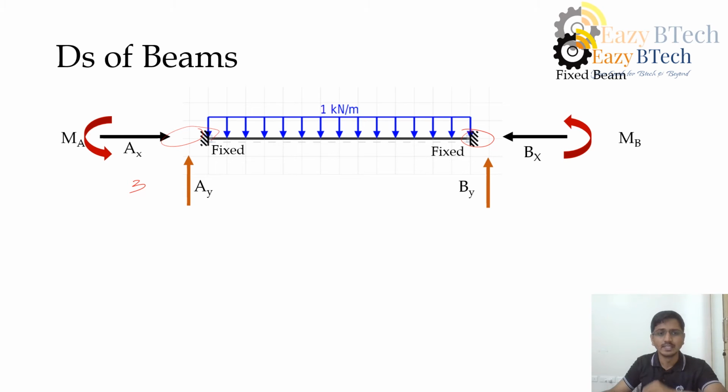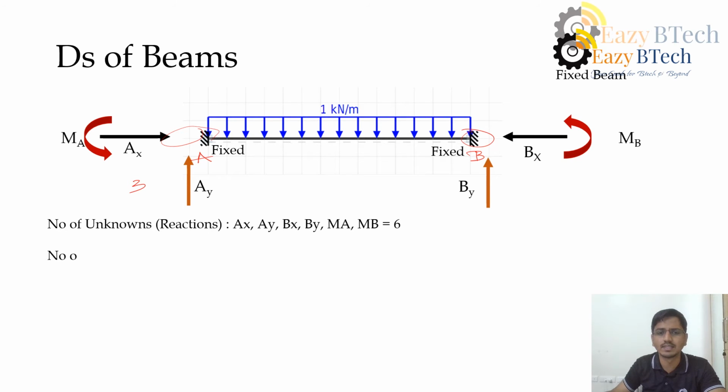The notations can vary, but I am following this. I am assuming this is my A, this is my B. That's the reason for AX, AY, MA. Here also BX, BY, and MB. So what is the total number of reactions I have? The number of reactions here is 6.